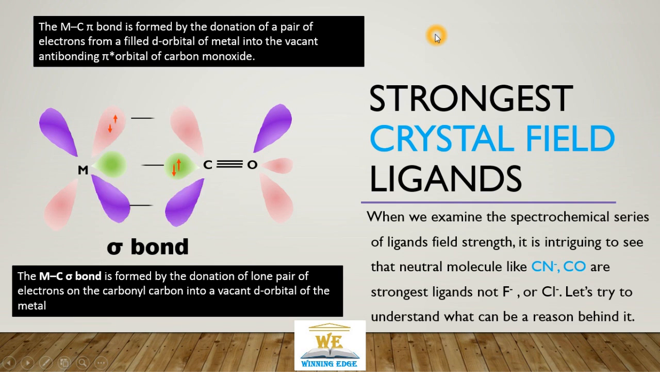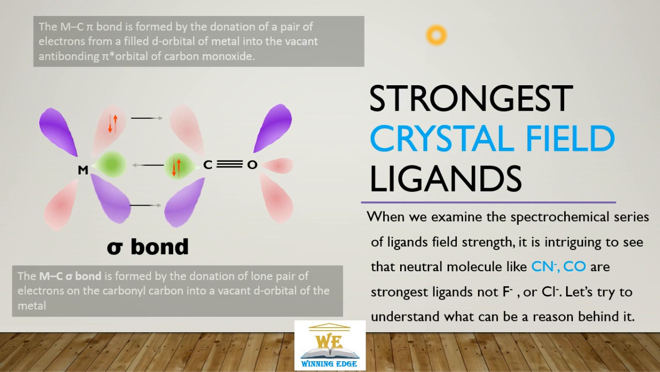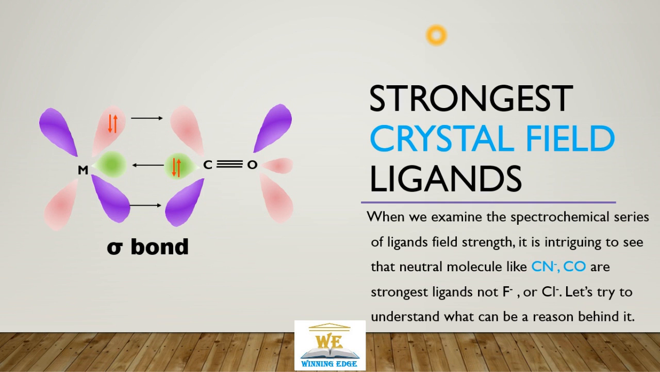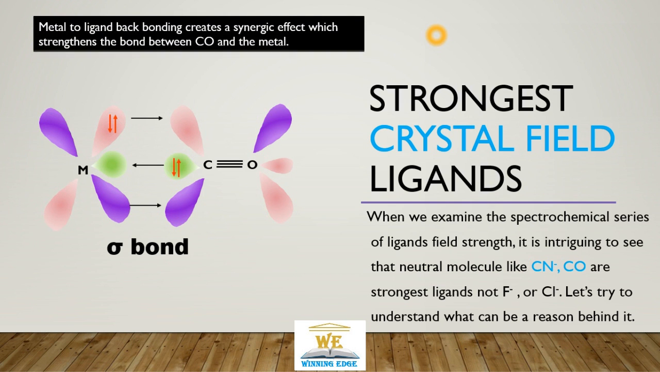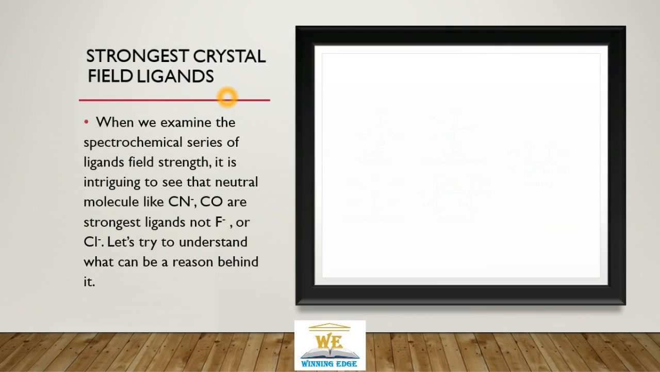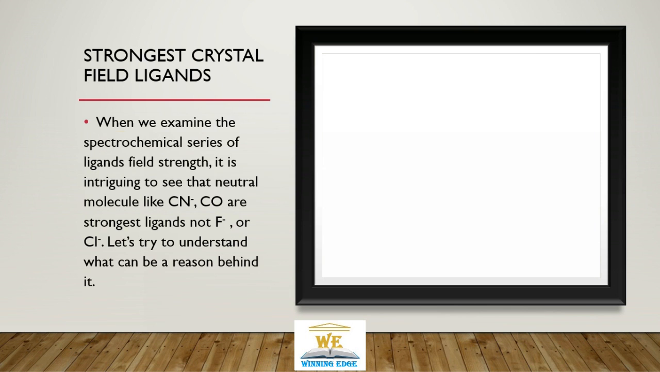That is the reason back bonding is responsible for the strength of carbonyl. Metal to ligand back bonding creates a synergic effect which strengthens the bond between carbonyl and metal. So this back bonding is the basic reason for the strength of carbonyl. When we examine the spectrochemical series of ligands, that's what we see.